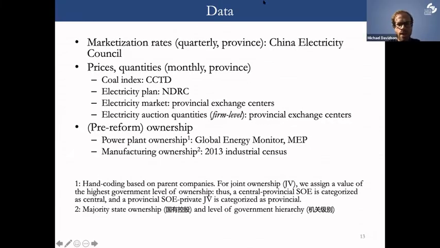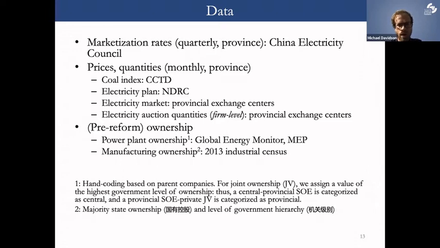So here is the data slide. Okay. So the market running test that you're referring to, I think, is the spot market. And so there are test runs of a pilot spot market that have been going on in Guangdong for about a year with varying degrees of participation, but overall a very small portion of the market.